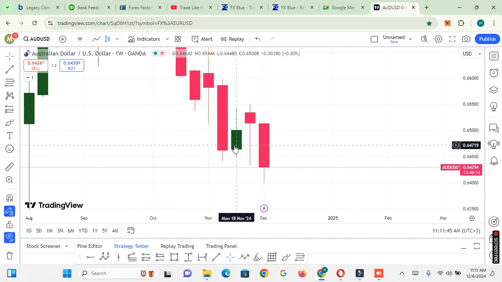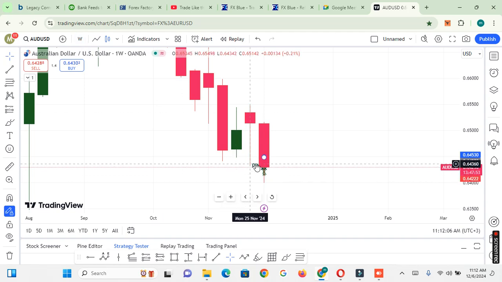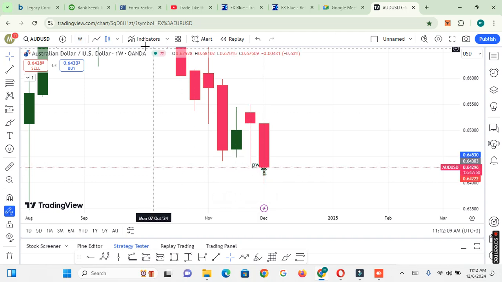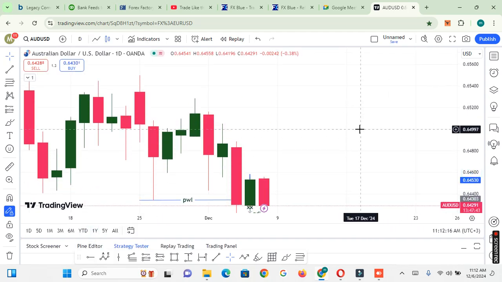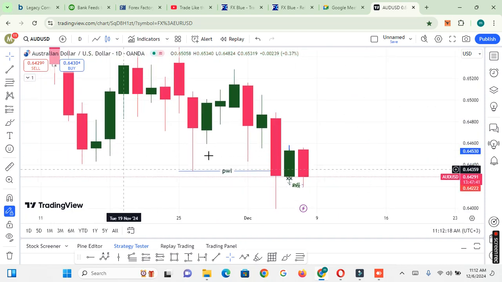Because we are institutional traders, most likely price has to go for liquidity before price distributes, right? So we had this low marked there. I've marked it so you can see it: the previous week low. So we go to the daily and see what's there.